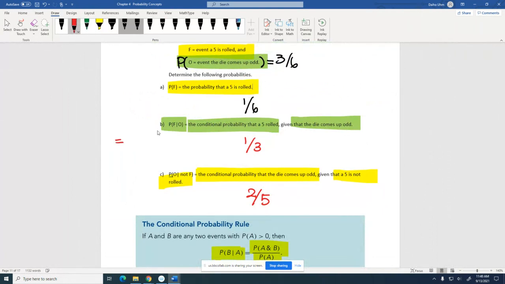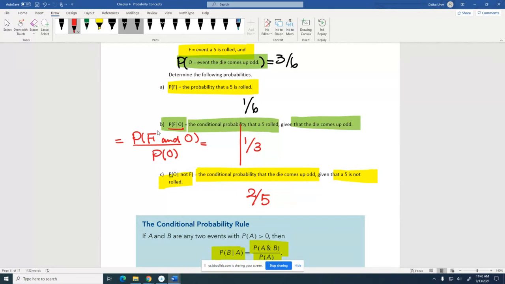By the rule, it will be the joint probability F and O over, in the denominator, the given event O. Let me think separately. The joint probability F: what was the event of F? I get 5. And O, an odd number, among the 6.